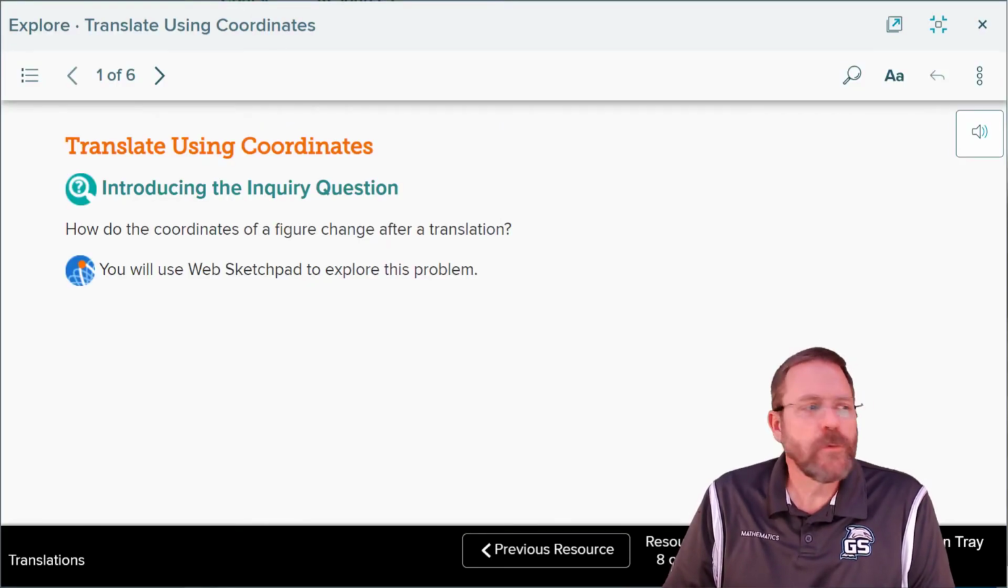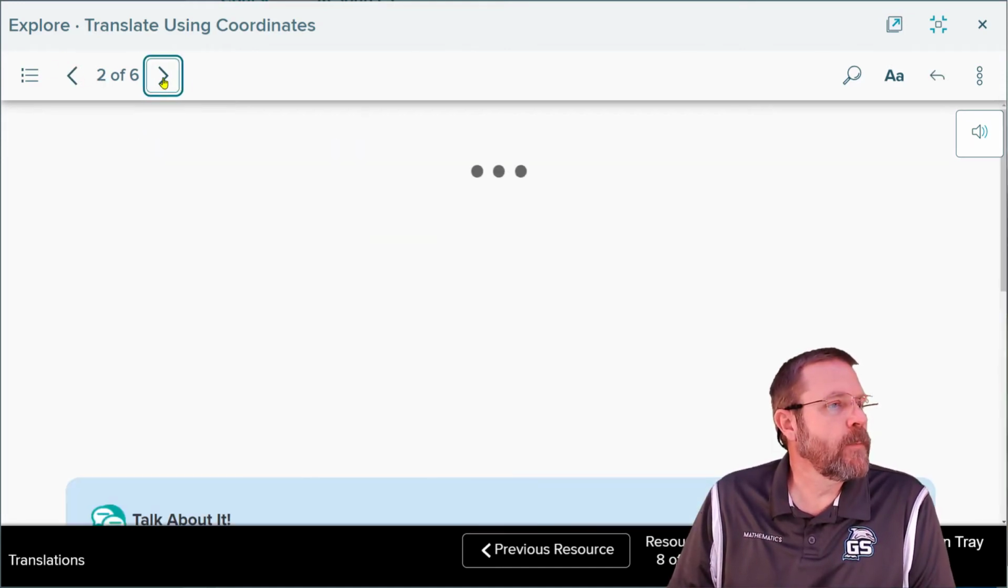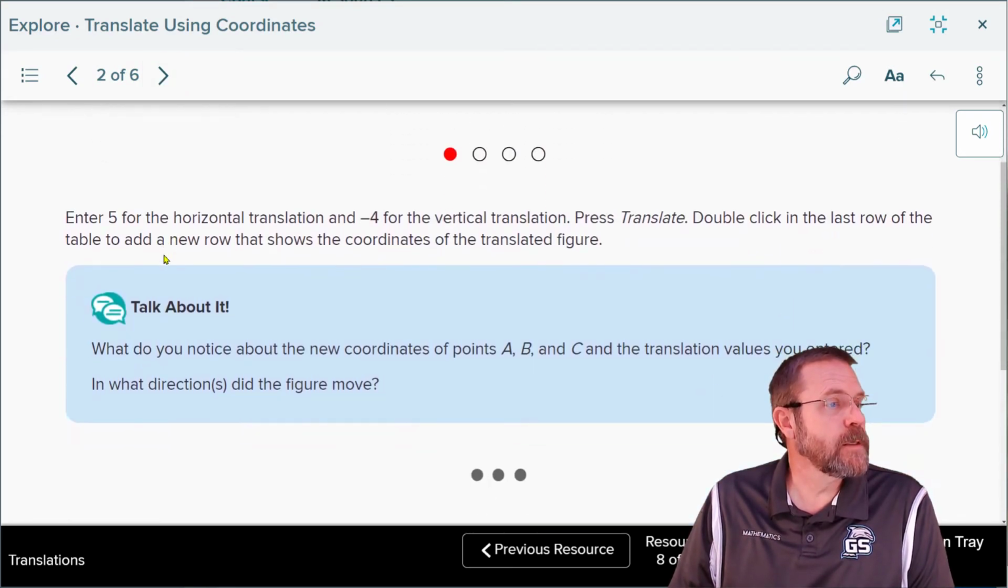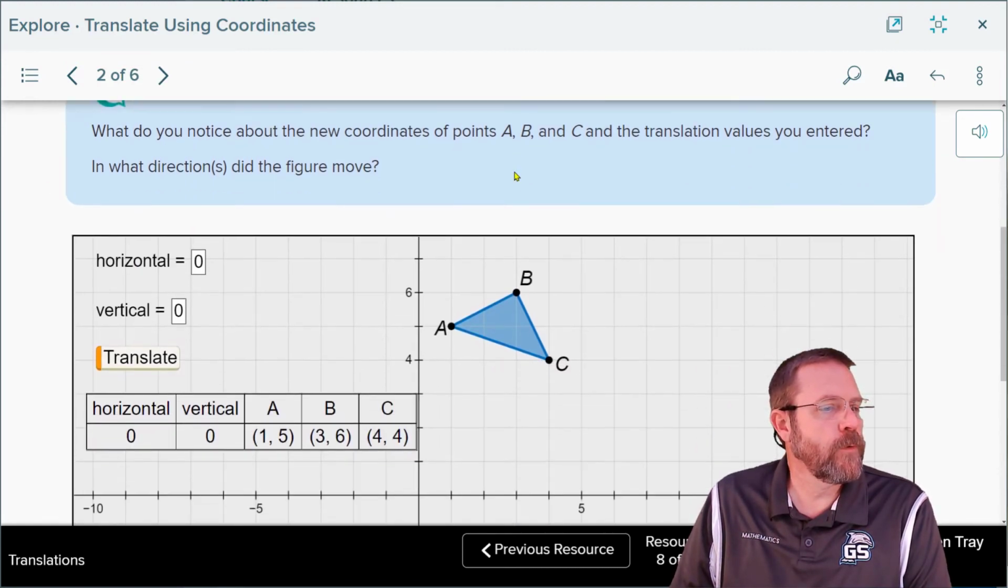Now we have a new introductory question which asks, how do the coordinates of a figure change after a translation? And we're going to take a look at that by clicking on the right button here. And it says to enter a 5 for the horizontal translation and a -4 for the vertical translation.